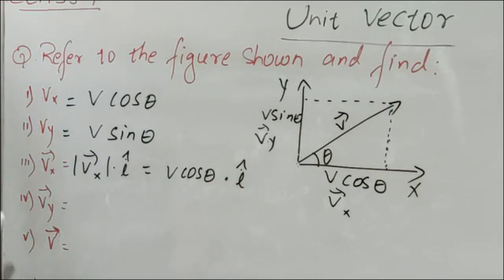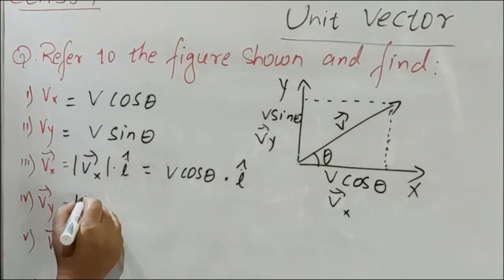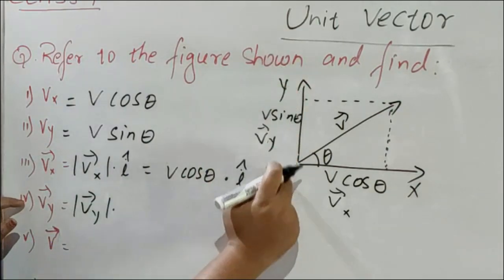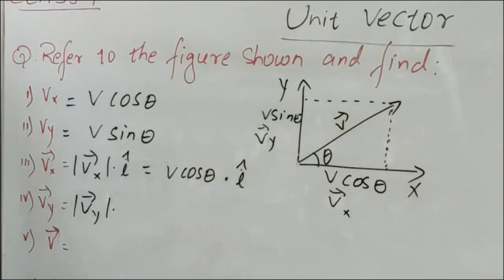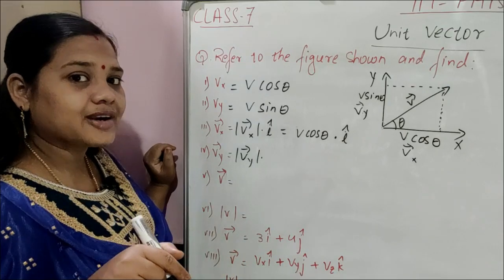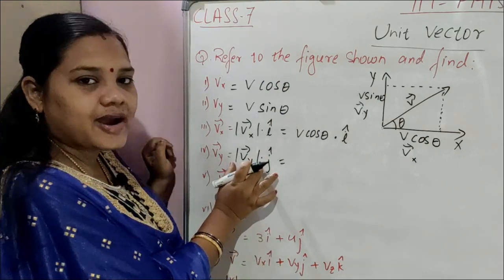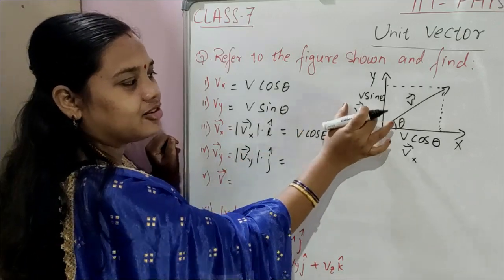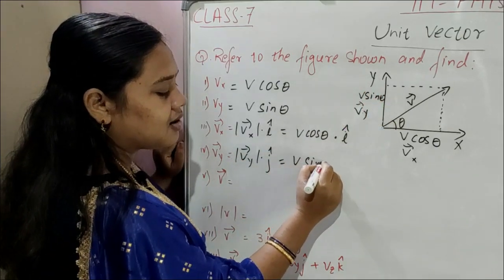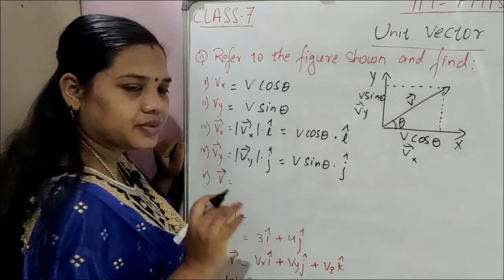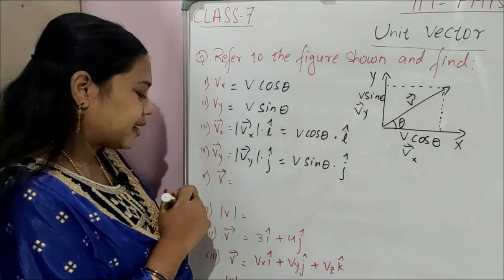Like that, vector Vy: magnitude into direction. Magnitude of vector Vy into which direction is this? Y direction, positive Y direction. Unit vector is what? j cap. Magnitude of vector Vy is V sin theta into what is the direction? j cap. Clear?